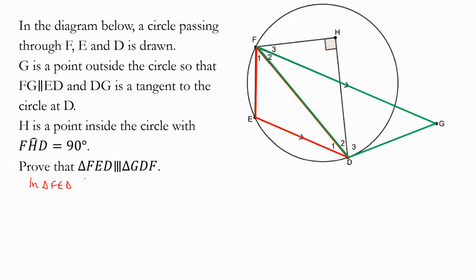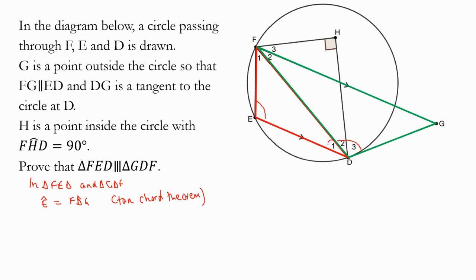Let's start with triangle FED. In triangle FED and triangle GDF, we can say angle E is equal to which angle? This angle is equal to angle FDG. Why? We say this is the tan chord theorem.